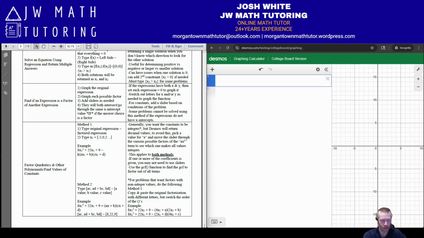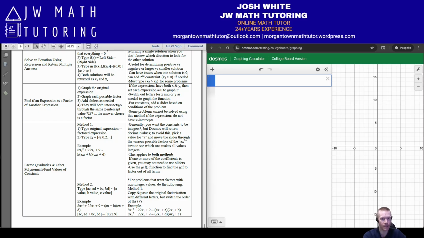Now, a couple things to be aware of. If the expressions have both an x and y in them, then sometimes they won't graph, and what you're going to need to do is type out the expression and then just put equals a number at the end of it. I just typically use equals 0, but you don't have to do that. You could use other numbers as well. You can also switch out letters for x and or y as needed to graph the function, meaning you replace them with a letter and then add a slider for that. Again, if there's constants in either the expressions, answer choices, or the original, then you can add sliders for them based on the conditions of the problem, like what they tell you.